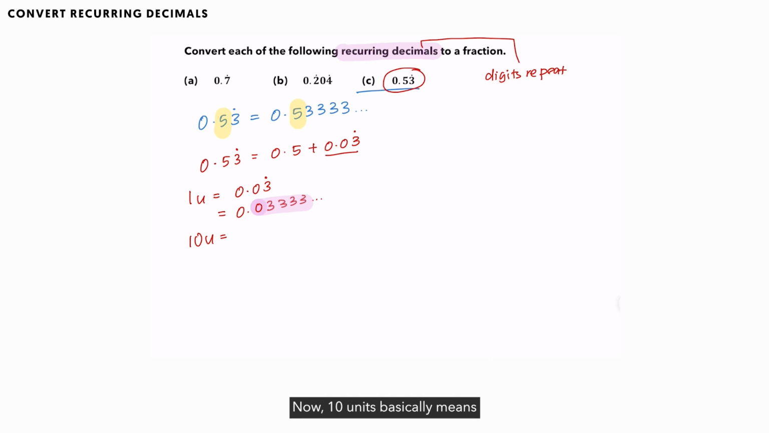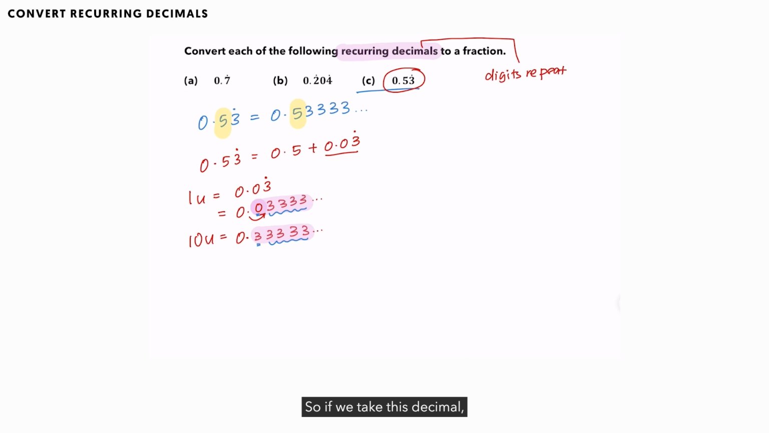Now, 10 units basically means that you're going to multiply this decimal over here by 10. So the decimal point is going to shift. It's going to look like 0.33333. Okay, I've purposely written down 5 digits after the decimal place so that we can compare easily with the first decimal over here. Now, if you look carefully, the first digits are different. One has a 0, the other one has a 3. But the rest of the digits are all 3s.